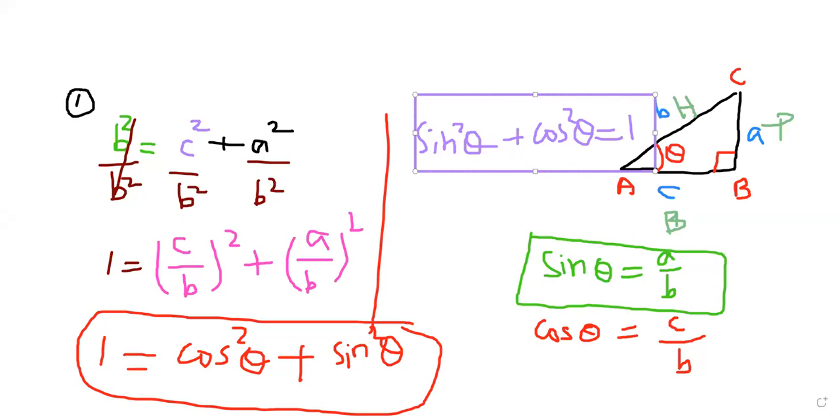Now, after the proof of these fundamental identities, we will write some of the important values of trigonometric functions. Sine of 30 will be equal to cos of 60, and the value of cos of 60 and sine of 30 will be equal to 1 over square root 2.